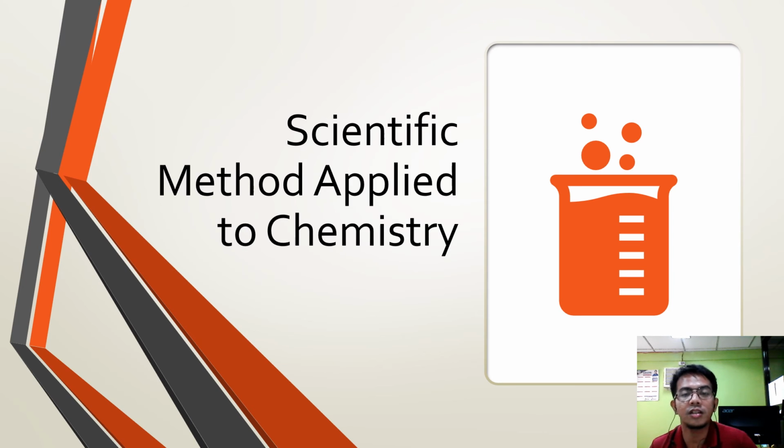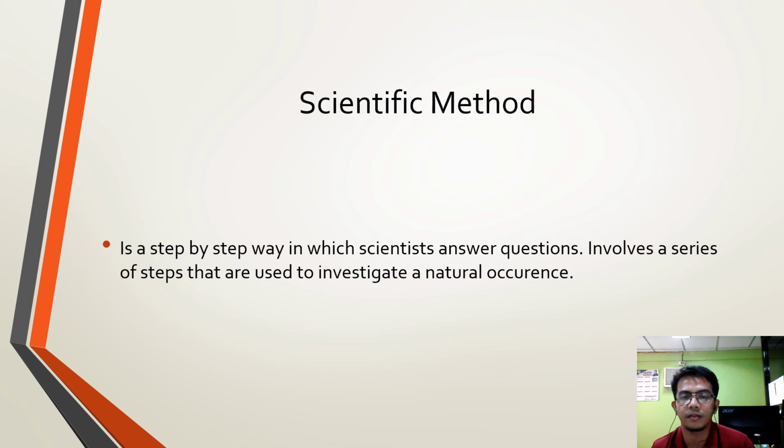So let's proceed to the application of the scientific method to chemistry. Okay, so what is the scientific method first? The scientific method is a step-by-step way in which scientists answer questions. It involves a series of steps that are used to investigate a natural occurrence.